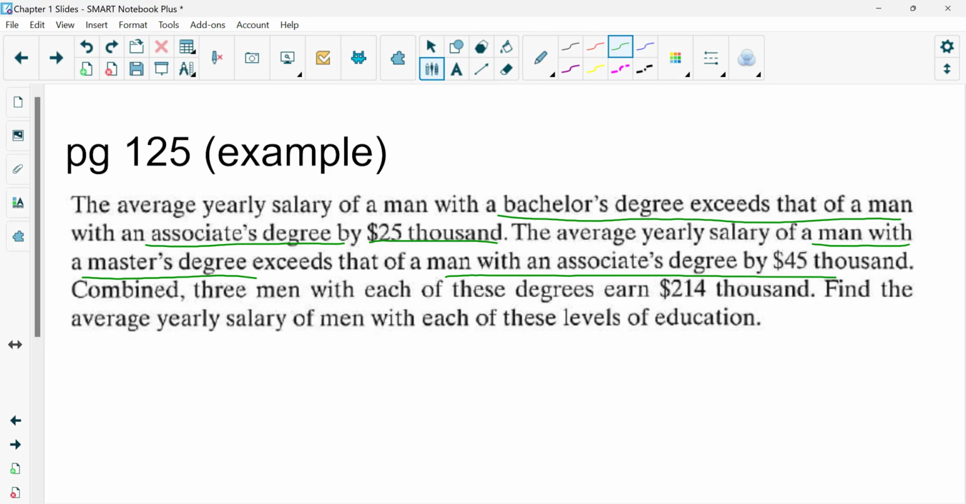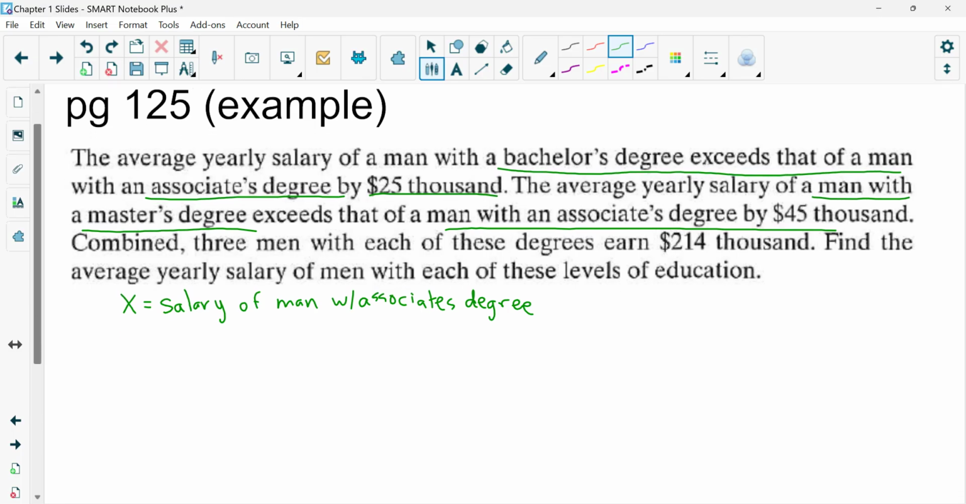Associates, right? So we are going to say that x equals the salary of a man with associate's degree. And so when we add up each of these three men with these degrees, what does it have to equal? 214,000. So the right side of our equation is going to be 214,000.